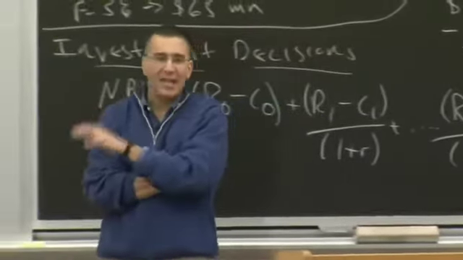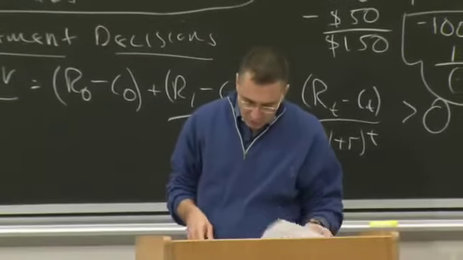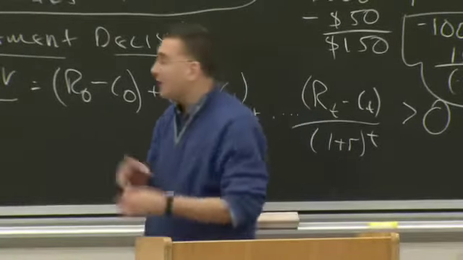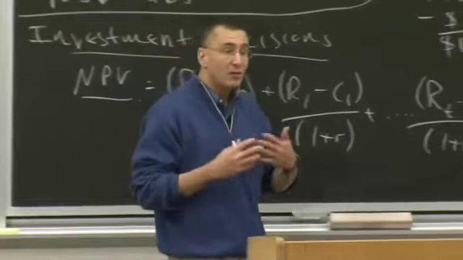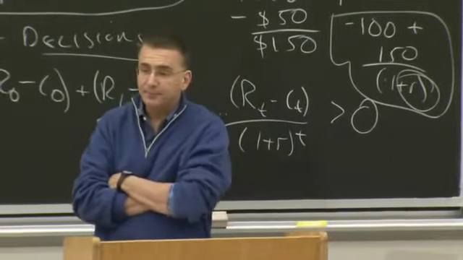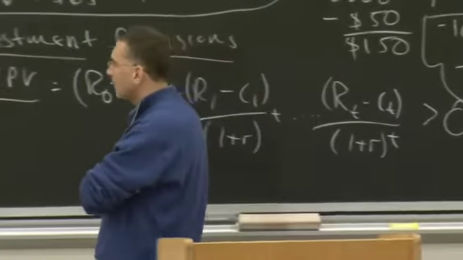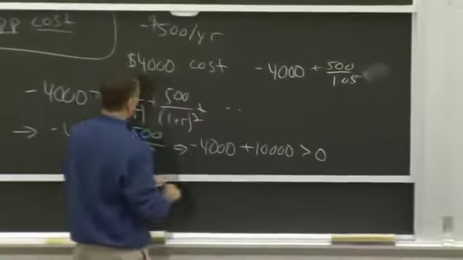But this is exactly how consumers face these kinds of decisions every day. Just as uncertainty affects decision-making of people every day, so does thinking about streams of payments over time. Did you leave out the square on the 500 over 1.05? Yes, you're right. Good point.